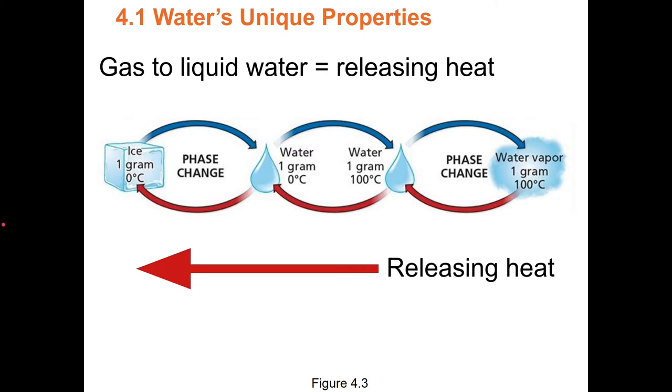So the temperature changes until there's a phase change, and then it goes from being a solid to a liquid. And then the temperature changes until there's a phase change, and it goes from a liquid to a gas, or vice versa. Solid to liquid, liquid to gas, those are phase changes where the temperature doesn't change. But an enormous amount of heat, when water vapor condenses, it releases heat. When liquid water freezes, it releases heat.